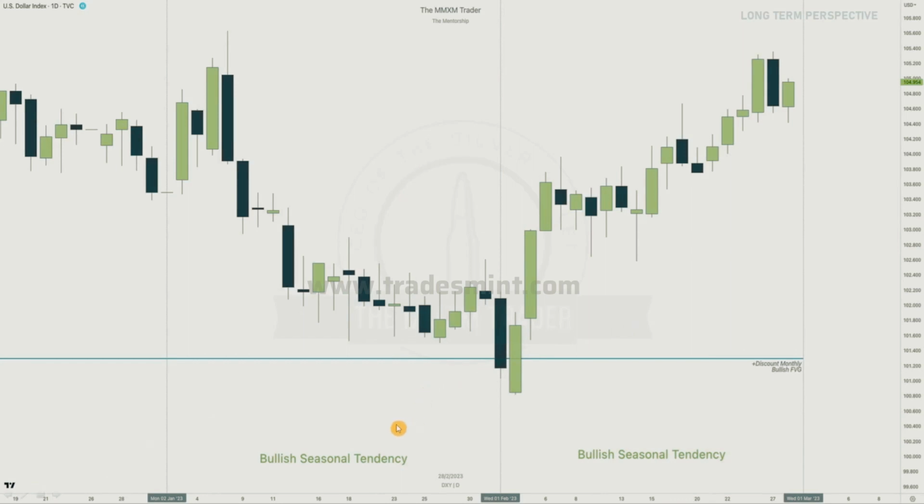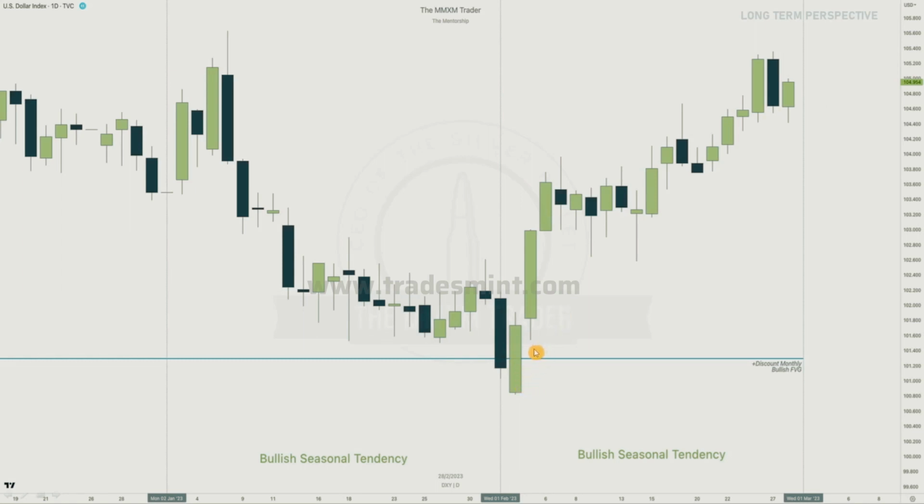So we just talked about that seasonal tendency from January and February. Both should be bullish, or at least start to turn bullish in January and February. And when a higher time frame aligns with that seasonal tendency, you can clearly see how that price action explodes to the upside, right? So over here, we still had a bullish seasonal tendency, but you can see price action is just consolidating, right? And we didn't hit that higher time frame PD array yet, which is that discount monthly fair value gap, right?